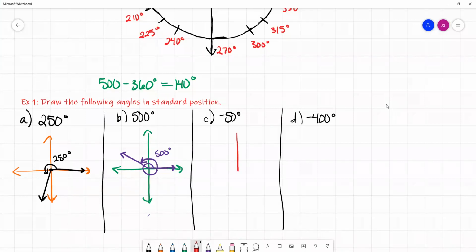Now let's do a negative angle. Negative 50 degrees. We know we're going to have to go clockwise because it's a negative angle. So let me just put my initial side down right here. And I know I'm going to need to go this way.